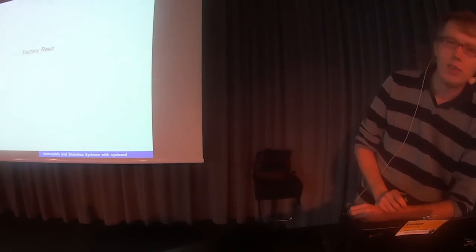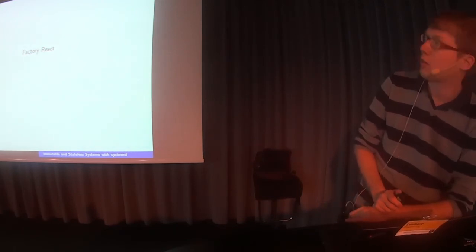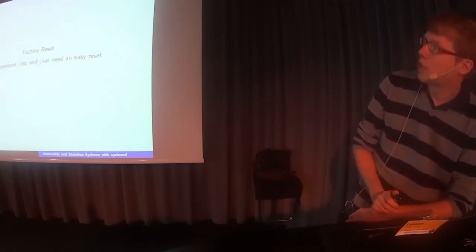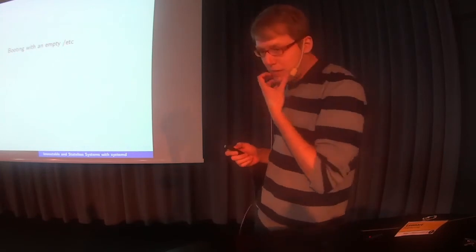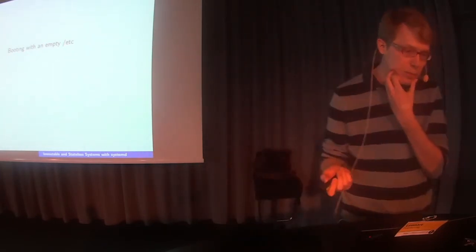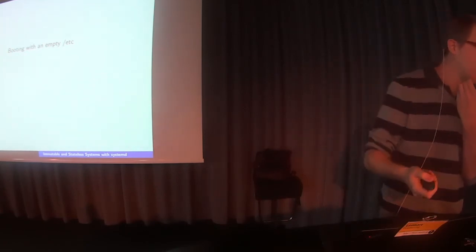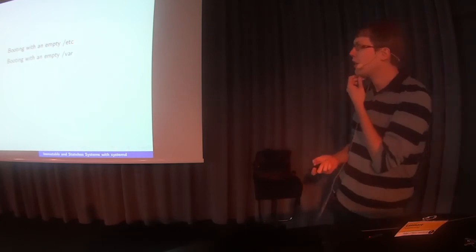Meaning that if you have a system that is not entirely volatile, you still might want to have a way to reset it to the version of the factory, how it came out of the factory. So even if you have a persistent /etc and /var, there needs to be an easy reset. Now, I briefly talked about this, right? If we have a volatile system with a volatile /etc, then /etc is empty during boot. That sounds conceptually easy, but actually making that work on Unix is pretty nasty, right?